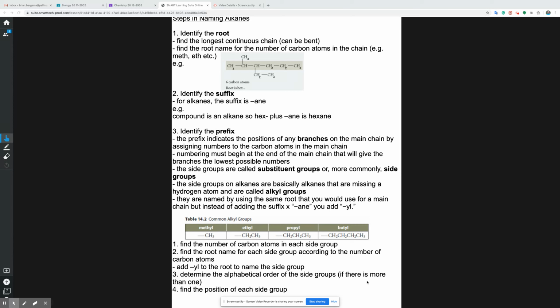Okay, they always go in alphabetical order, and that's only if there's more than one. If there's just one methyl group, you don't have to worry about it. And then you find the position of each side group. In this case, position 2 would be a methyl, and position 3, because when we number them, this is carbon 2, carbon 3. So this would be 3-ethyl, 2-methyl hexane. And that's how we would name it.